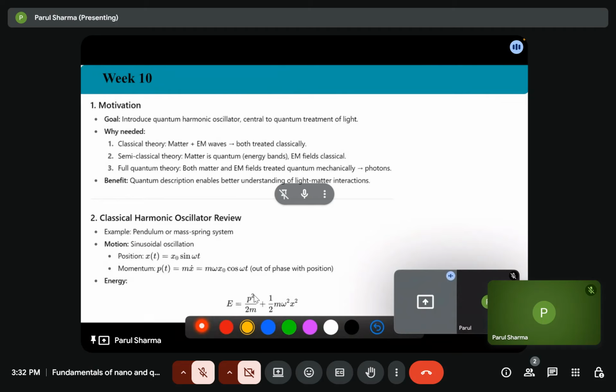We will consider electromagnetic waves as harmonic oscillators. So let's consider the interaction of light with matter. So there are various theories.